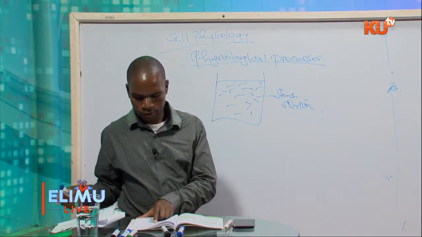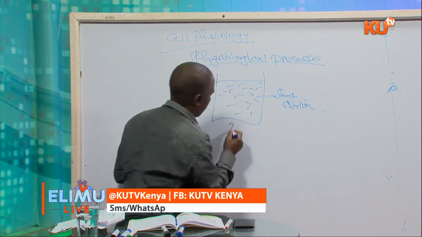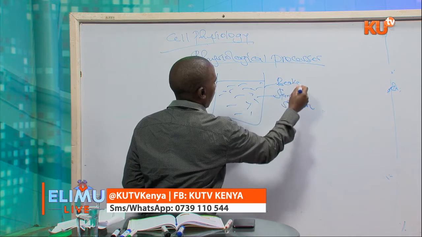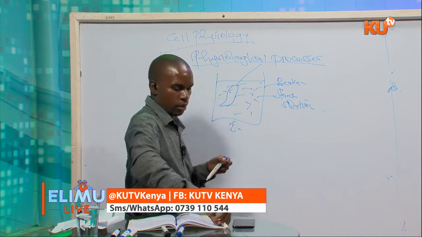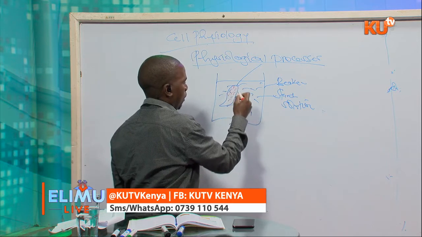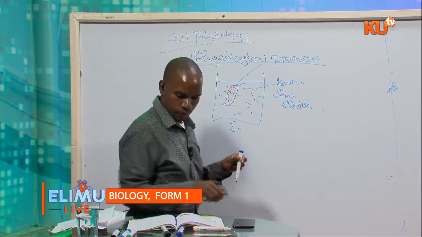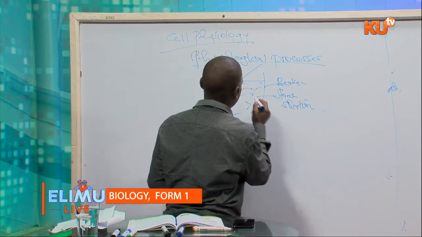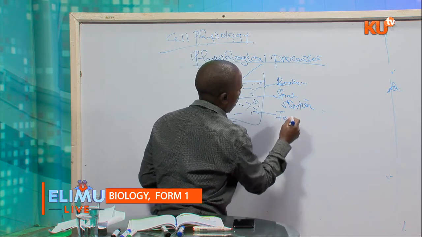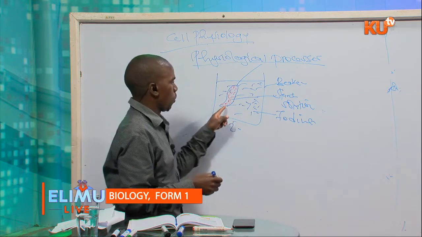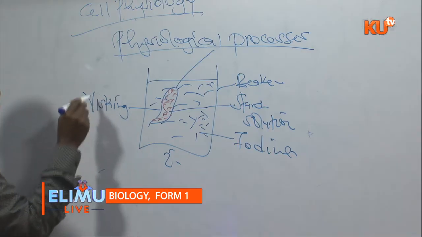Starch solution. Now, this is beaker number one. This is a string, of course. Then let us use the red color to illustrate a different thing. This one here is what we term as the starch solution submerged inside iodine. Starch solution submerged inside iodine. So within, this one is a visking tubing.